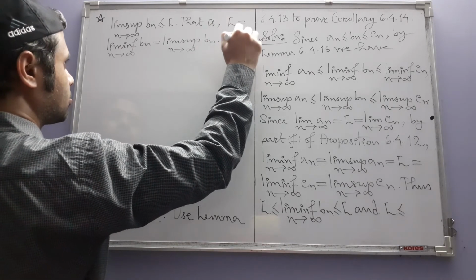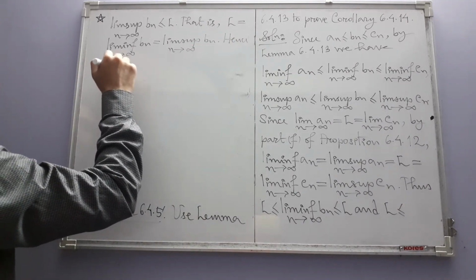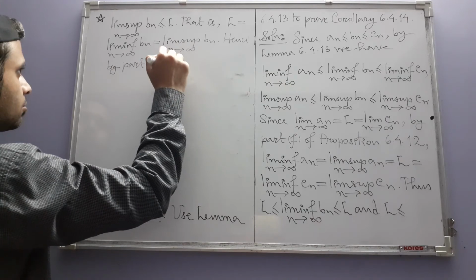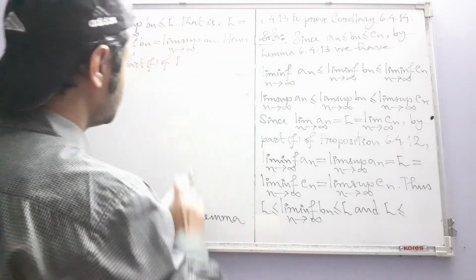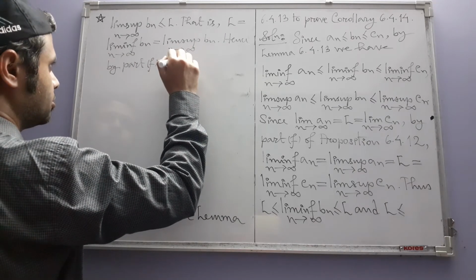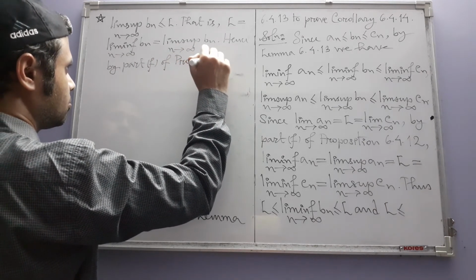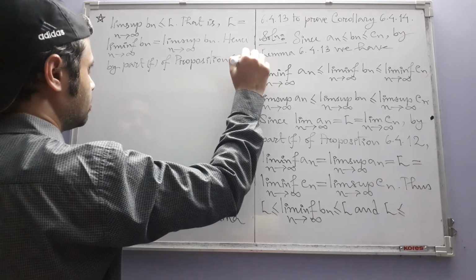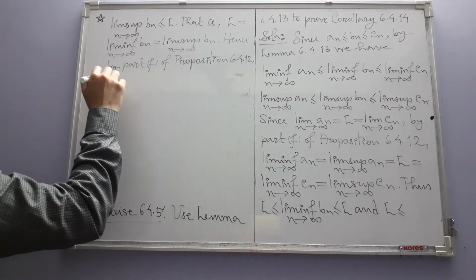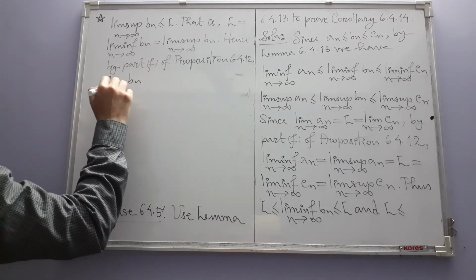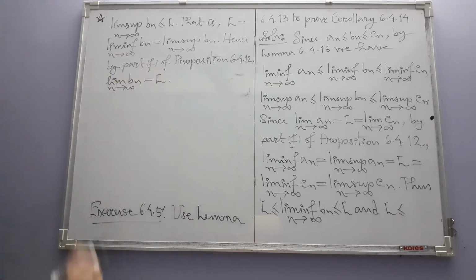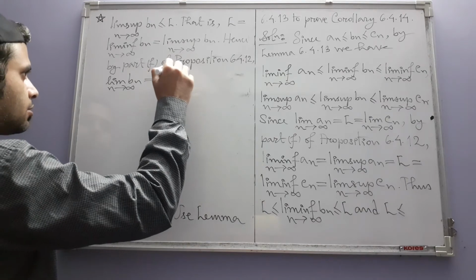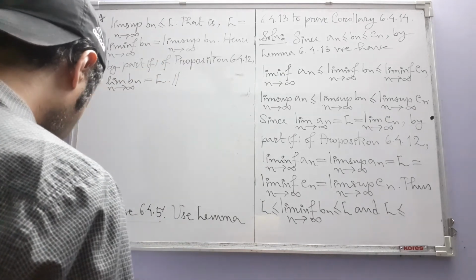Hence, by part F of proposition 6.4.12 (it's neither theorem nor lemma, proposition), Pn is convergent and its limit is also equal to L. So that is the squeeze test. It completes the solution and proves the corollary.